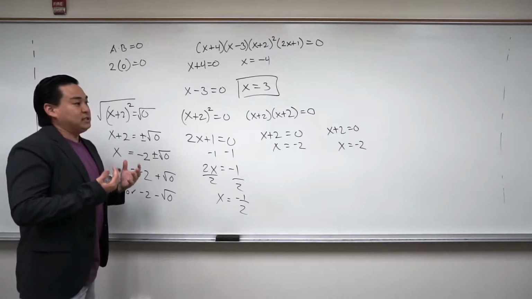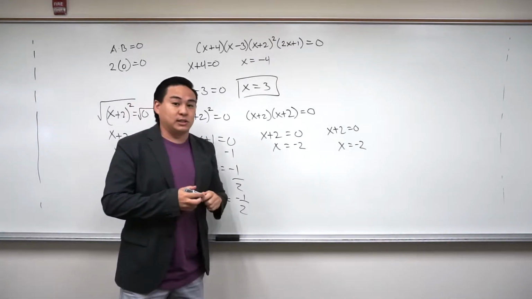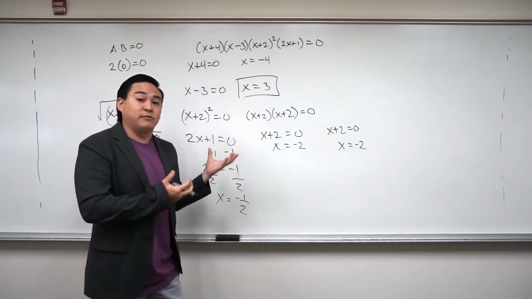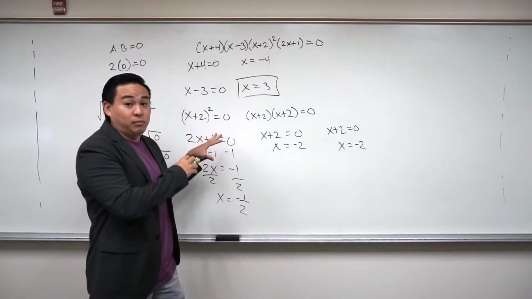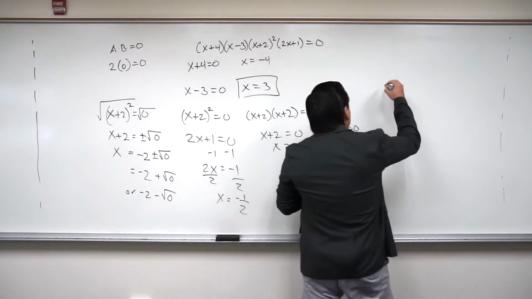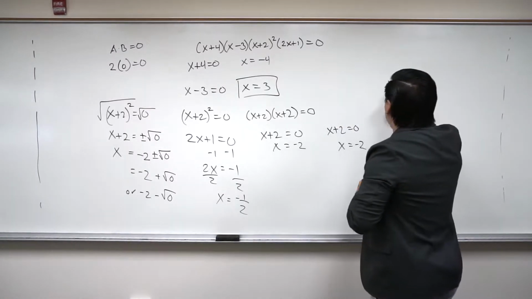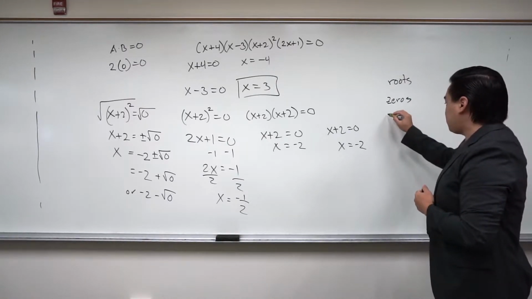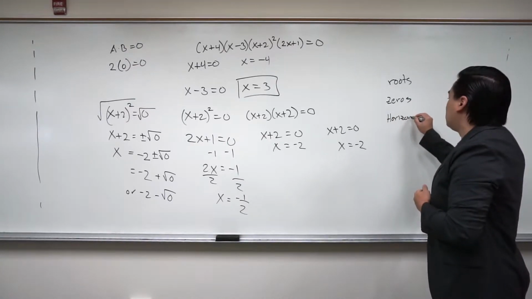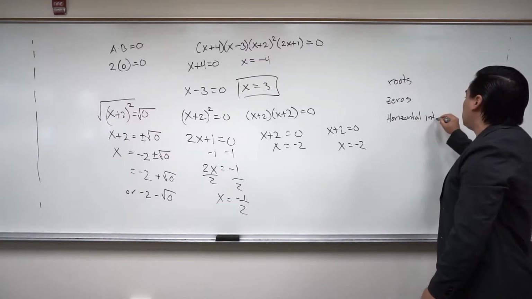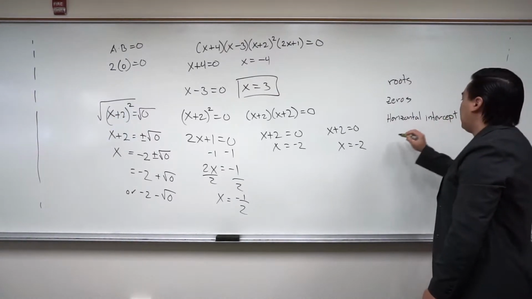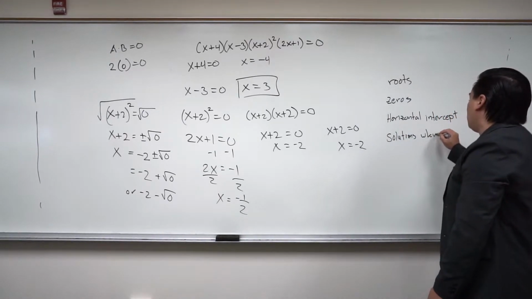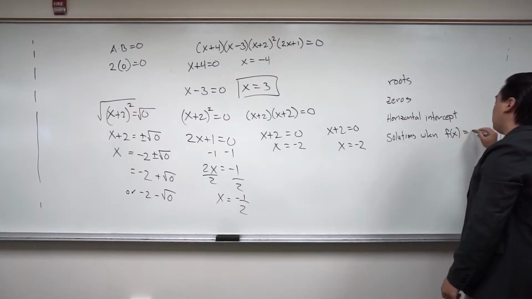Now, just like in an earlier section where we were discussing the different ways to read inputs and outputs, you have a different version of reading the roots of polynomials. So here's the list. You can get roots. Another name for those are zeros, horizontal intercept, and solutions when the function is equal to 0.